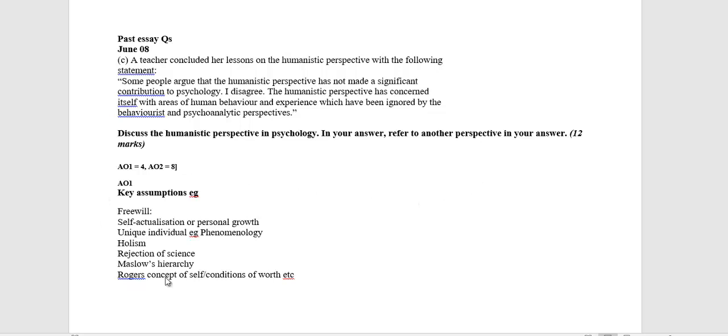So key assumptions, obviously, of humanists: free will, self-actualization or personal growth, phenomenology, the uniqueness and the subjective view of the person being more important than objective reality, holism, seeing the whole person within their social context, rejection of science. We've obviously got Maslow's hierarchy and Rogers' congruence between the real and ideal, etc., etc.